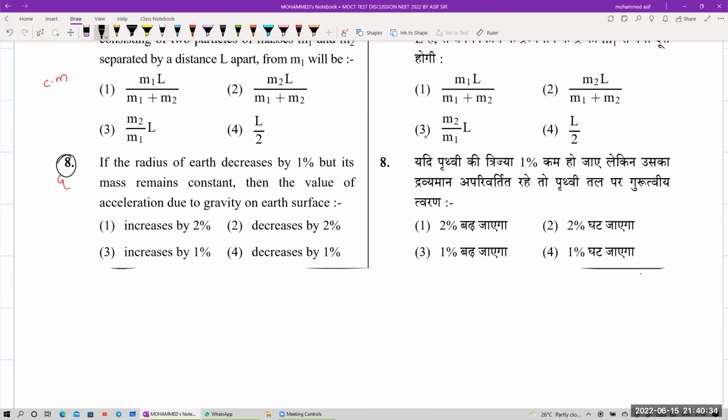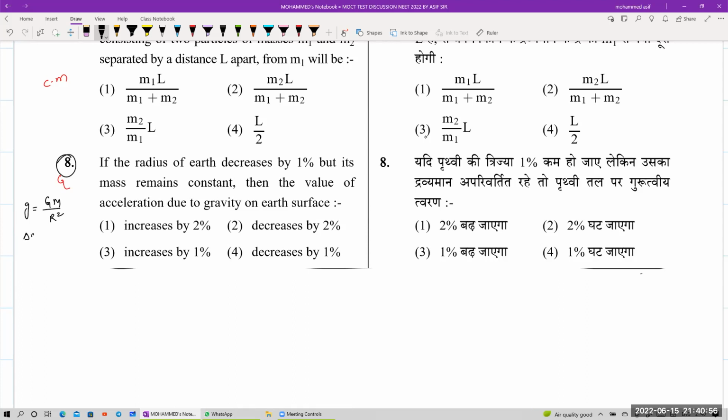Okay, dekho beta, Gravitation ka question dekh lijiye. If radius of the Earth decreases by 1% but its mass remains constant, then the value of acceleration due to gravity on Earth's surface will be equal to how much? You should know the formula for the g value on the surface of the Earth, beta. Small g is equals to capital G, capital M divided by r square.